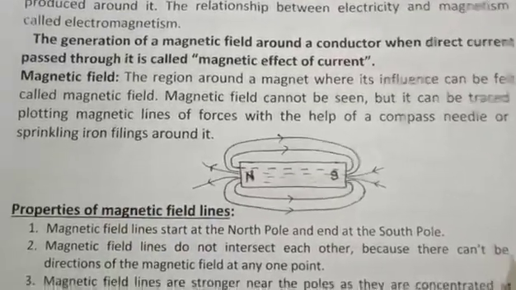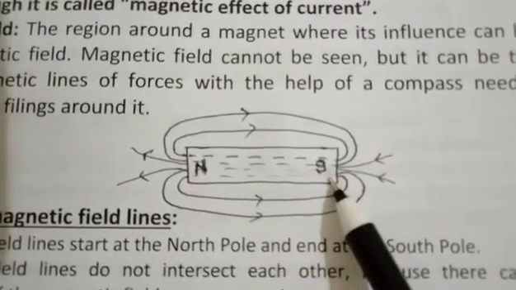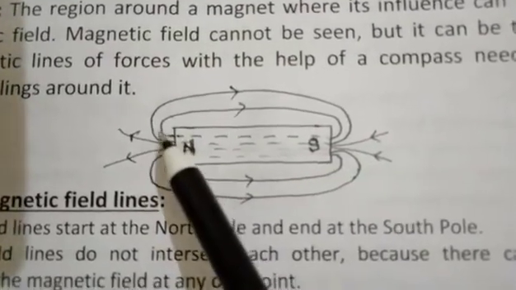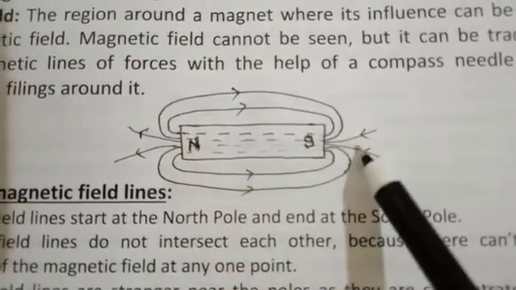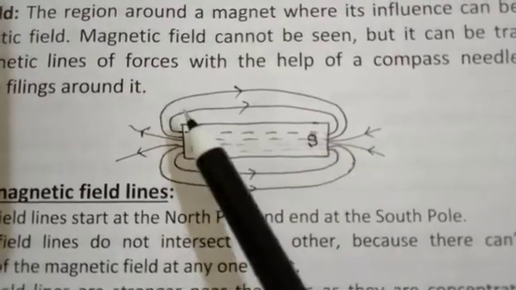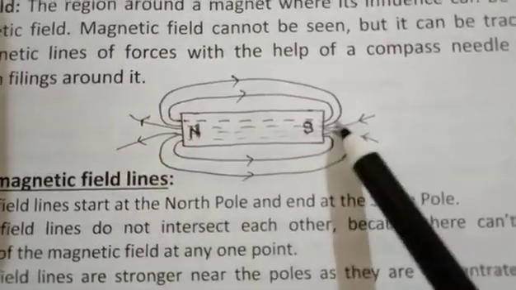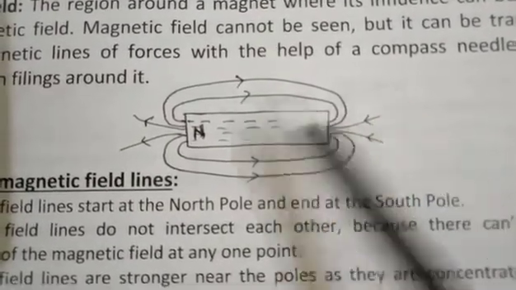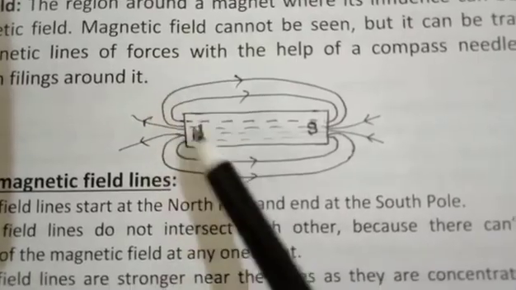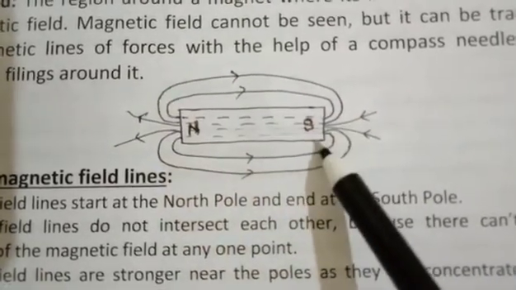Now to explain this, I have drawn a diagram here. This is a bar magnet, and the things which you can see around it are known as the magnetic lines of forces. Now if you look at the diagram here, these lines of forces are open. That means they can extend till infinity. So these lines represent the magnetic field around a bar magnet.